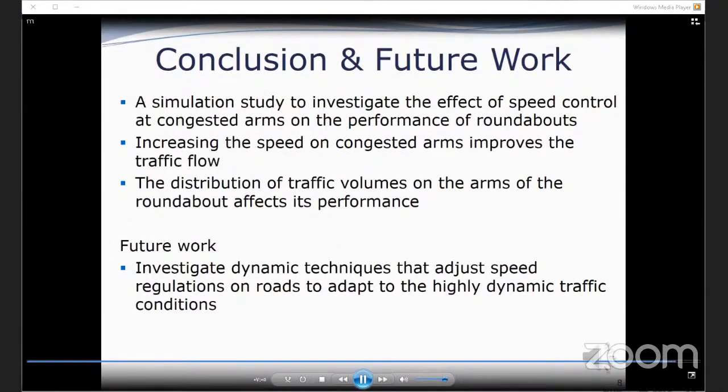Our future work includes investigating dynamic techniques that adjust the speed regulations on roads to adapt to the highly dynamic traffic conditions.